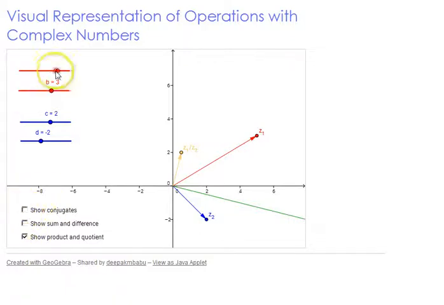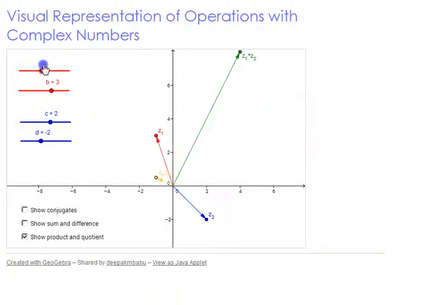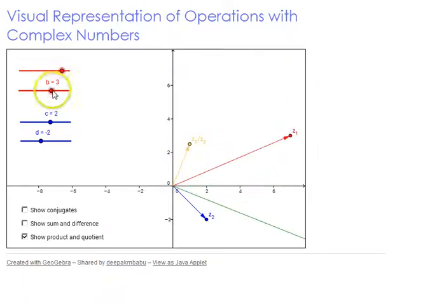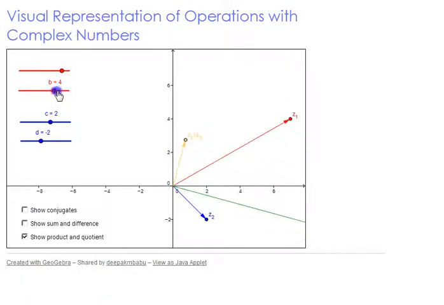Okay, so if I vary the real part of z1, that's exactly what I would expect. The real part is on the horizontal axis, so the horizontal part should vary. So the tip of z1 should just move parallel to the x-axis, to the horizontal axis. Similarly, if I vary b, z1 should move up and down.